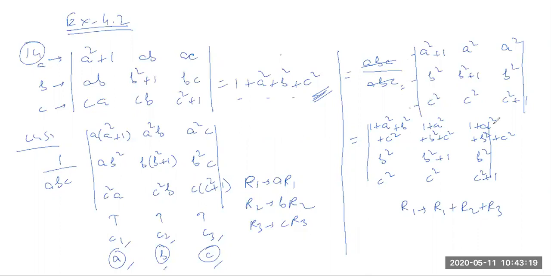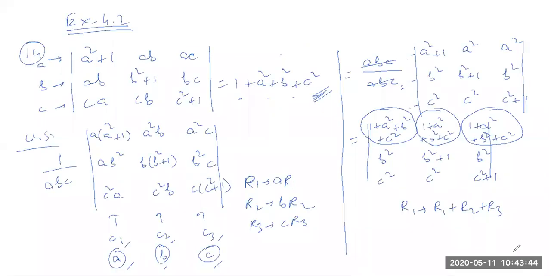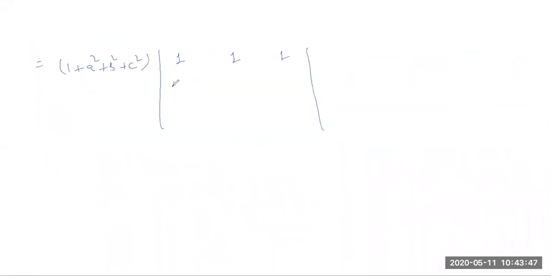Now you can see that this thing will be common from all: this 1 plus A square plus B square plus C square. This thing will be common from R1. So take the same thing common from R1. Outside will be 1 plus A square plus B square plus C square. It will be 1, 1 and 1. And here we got B square, B square plus 1 and B square. And this is C square and C square plus 1.